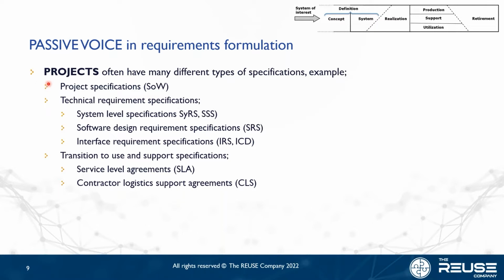You can have a project specification, which might be called a statement of work. Then you of course have a lot of different technical requirement specifications, where you have different systems of interest which you are describing. And then you can have specifications that cover later phases in your system development cycle or system life cycle, talking about transition or support activities that are supposed to be performed.